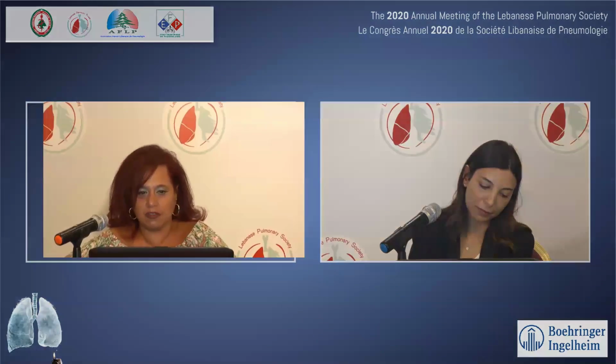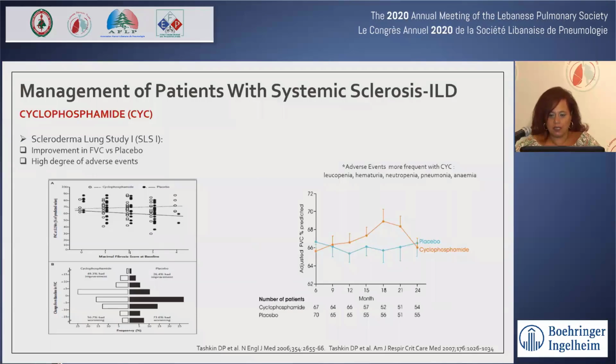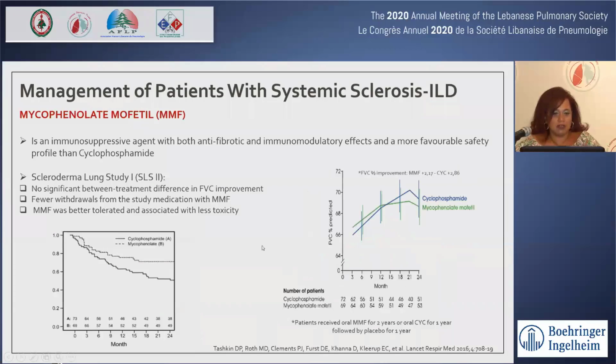Okay, this is the study done with the cyclophosphamide. You can see here that there was an improvement in FVC, and after 2 years, the improvement disappears. We don't know why these patients, after 2 years, cyclophosphamide did not work. This is why they studied mycophenolate as an alternative to cyclophosphamide.